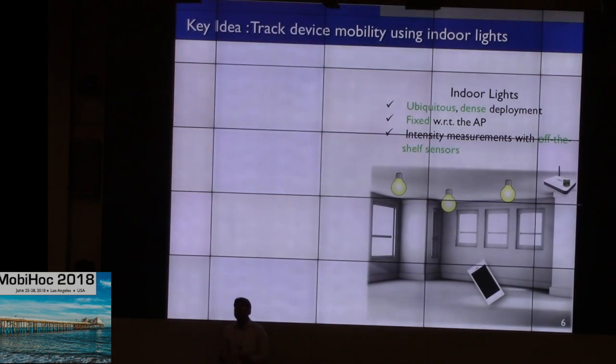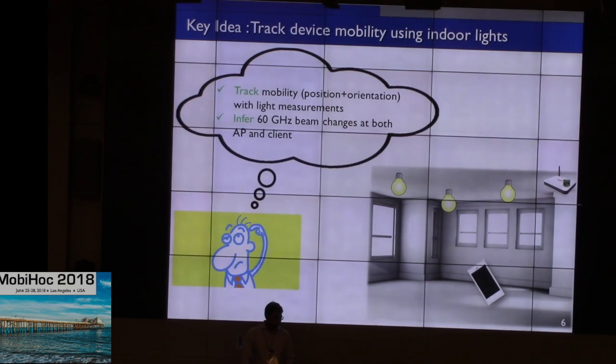So the key idea in SearchLight is to track device mobility using indoor luminaries, which means indoor lights, which we have in almost every environment. We observe that these lights remain static or fixed with respect to the 60 GHz access point. So if we can track the device mobility with respect to these lights by repurposing them as fixed anchors, then we can track mobility with respect to the access point as well, and then we can infer how to change beams at both the access point side and the client side.